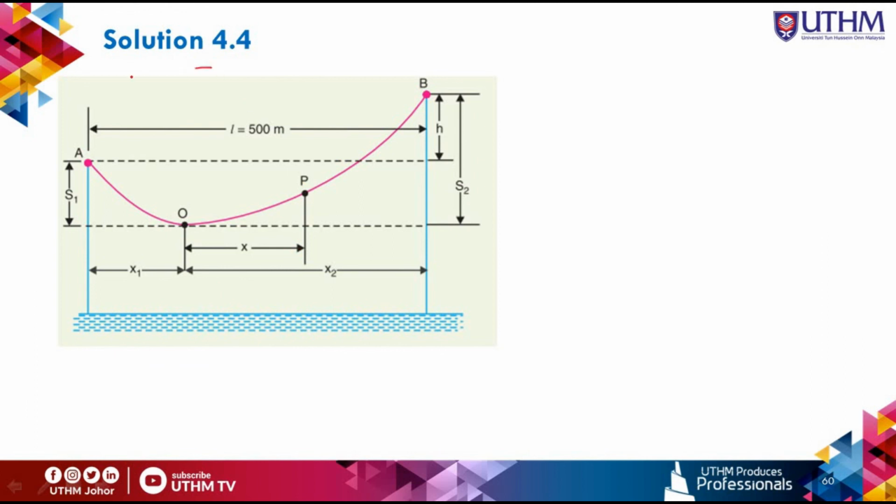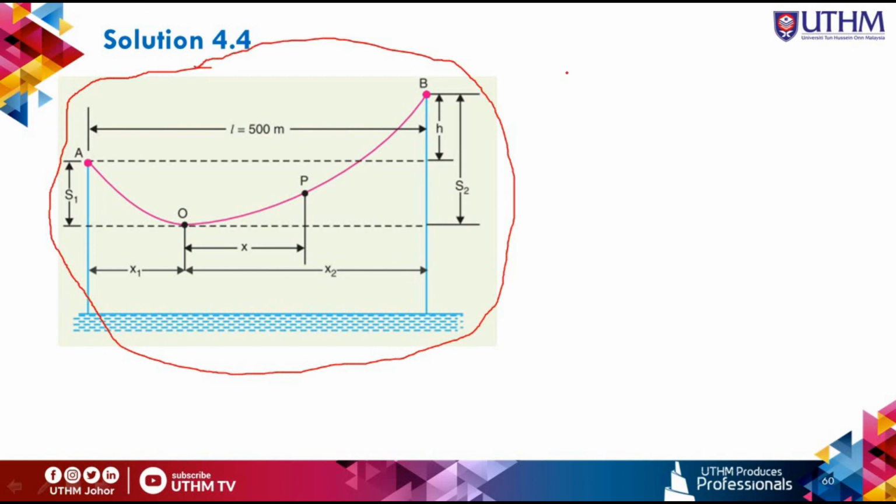So first you have to draw this diagram, depending on the question. In this question, the towers are not equal, which are A and B. Then you have to find the minimum clearance of the conductor and water, which is this one, H1. And you also have to find the clearance midway between the supports. So P is the midway, so you have to find H2.